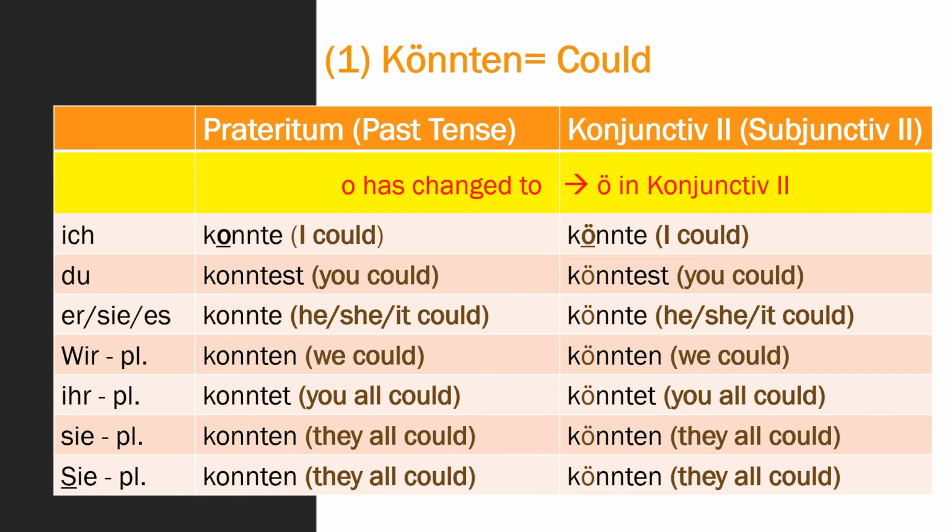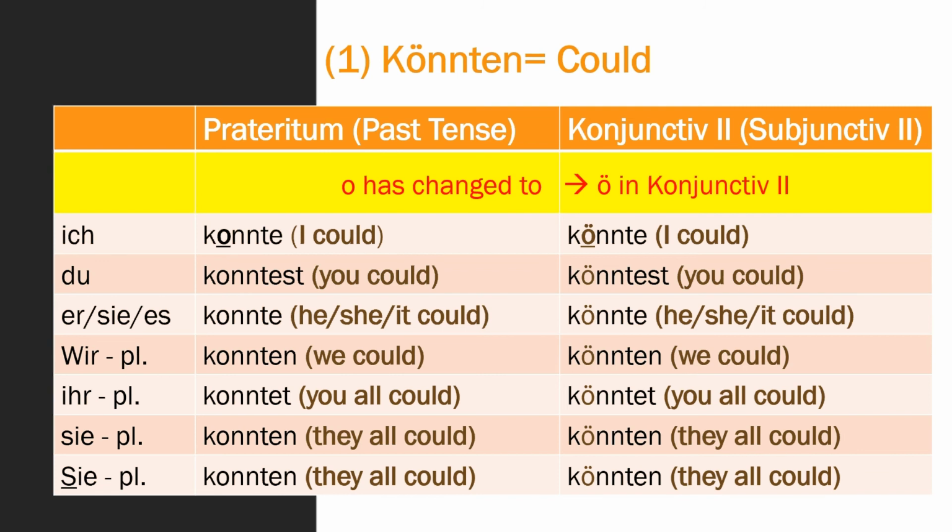First of all, we will see the conjugations. Könnten means could. On the left hand side, you can see the Präteritum form of können: ich konnte, du konntest, er sie es konnte, wir konnten, ihr konntet, sie konnten, and Sie formal konnten. I could, you could, he she it could, we could, you all could, they could. So this is the past tense of können. And the present tense was ich kann, du kannst, er sie es kann, remember? Please don't get confused, this is a past tense form of können.